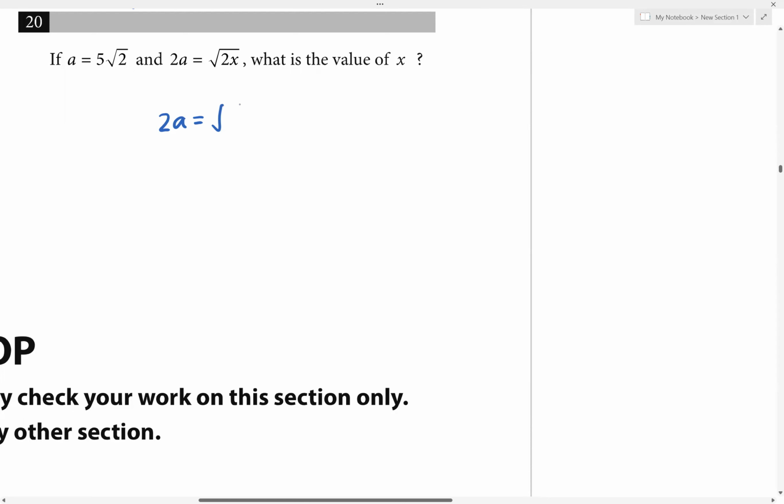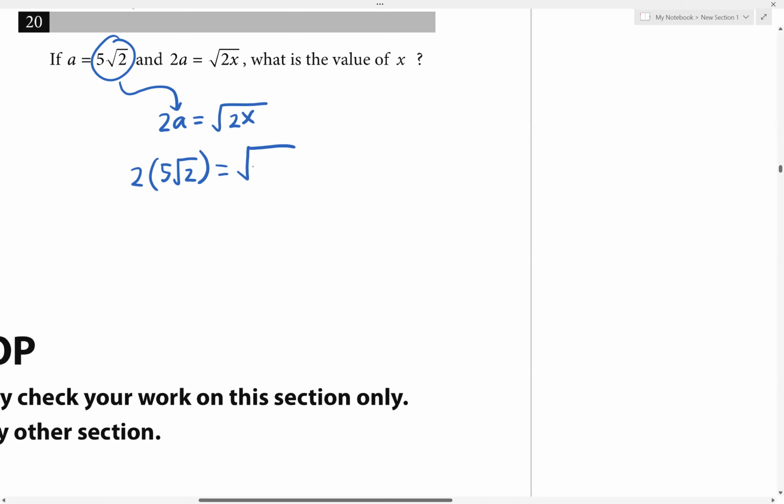We have 2a equal to square root 2x. If you want to solve for x, the question is we don't know what a is. Well, if you look, they give us the a value right there. So let's just go ahead and plug in 5 times square root 2 for a and see what happens from there.